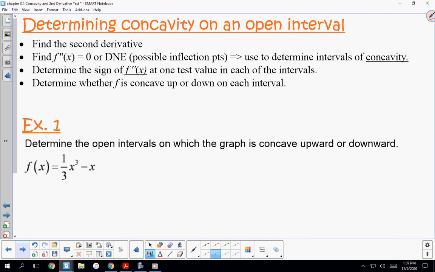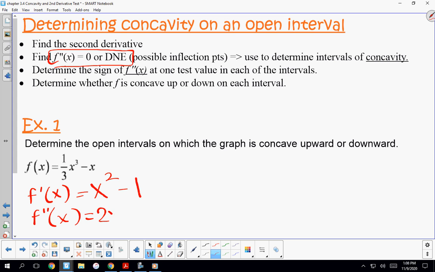So if I want to determine concavity on an open interval, I'm going to use my sign pattern test again. First, I have to find when the sign can change, and that's going to be when the second derivative is 0 or doesn't exist. And then we determine the sign at one test value, just like we did before. So when we find our second derivative here, we're going to first get x squared minus 1, and then our second derivative is just going to be 2x. Concavity can change when this equals 0 or when it doesn't exist.